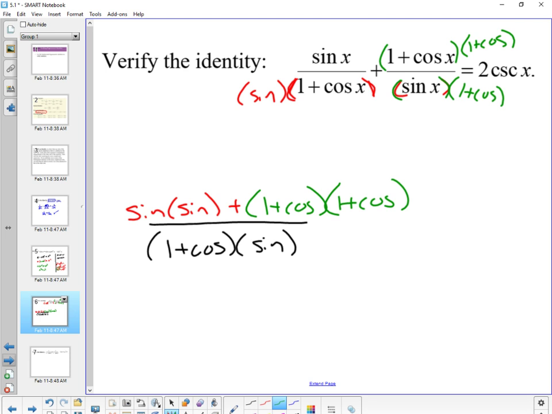Are we good? I'm going to clean up the top because it's kind of messy there. Here's what it's going to look like. Sine times sine is sine squared. Here I'm going to have to FOIL this out. This is going to give me 1 plus 2 cosine plus cosine squared.